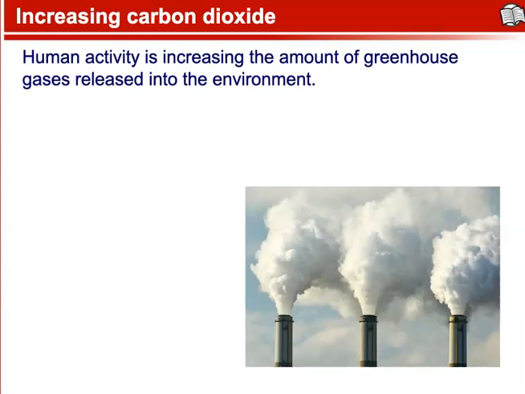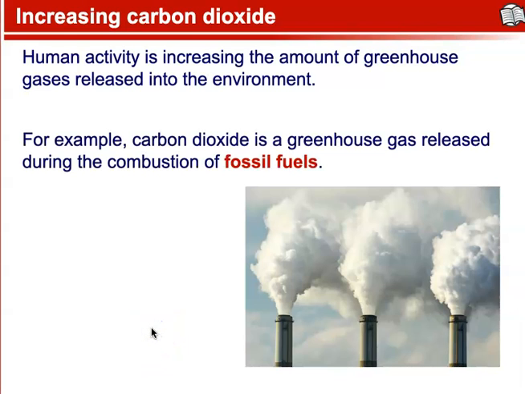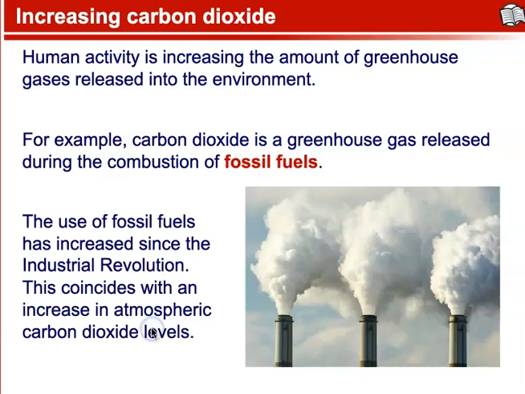Increasing carbon dioxide. Many of our activities are increasing the amount of greenhouse gases released into the environment, or specifically found in the atmosphere. For example, carbon dioxide is a greenhouse gas released during the combustion of fossil fuels. The use of fossil fuels has increased since the Industrial Revolution. This coincides with an increase in atmospheric carbon dioxide levels.